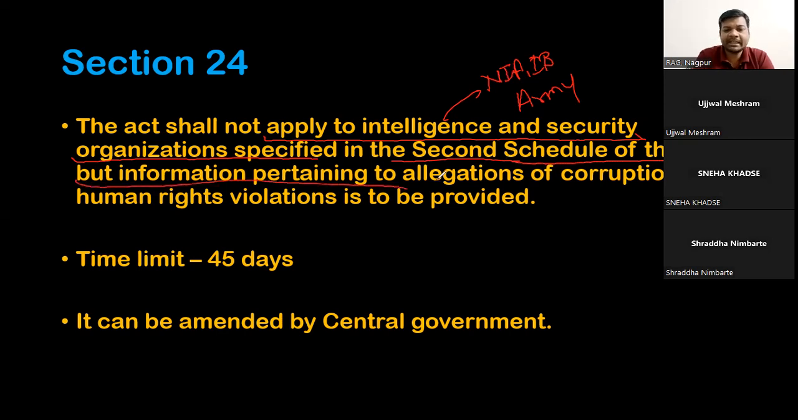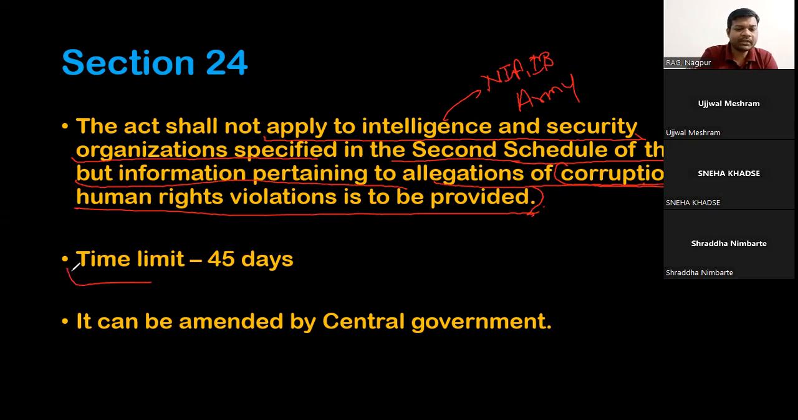But information pertaining to allegations of corruption and human rights violations can be provided. If such allegations are there, if corruption is going on, if human rights violation is going on, then in such cases the information can be asked. So this is the exception to Section 24.